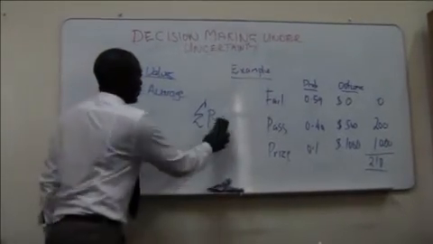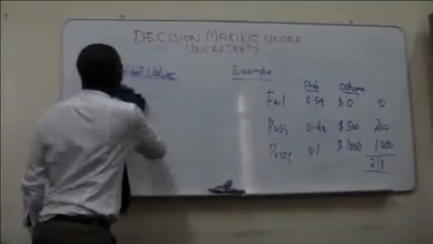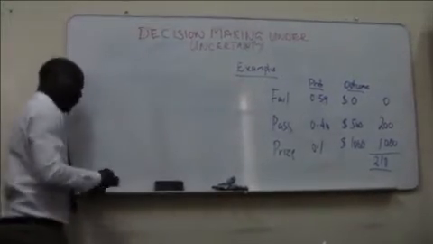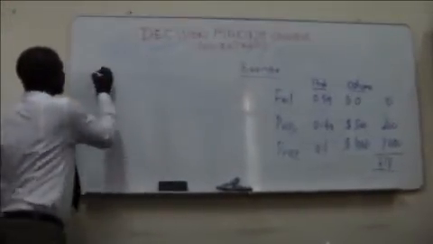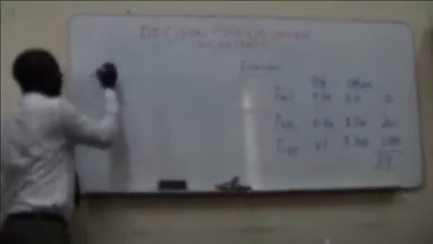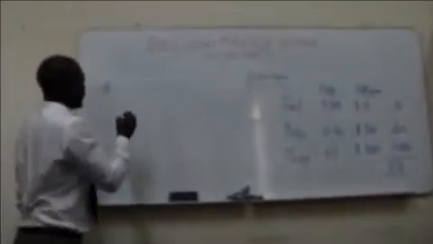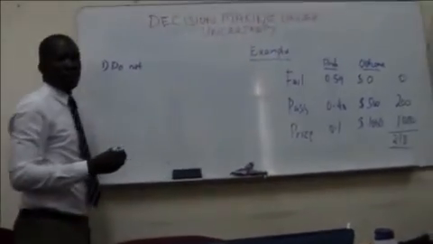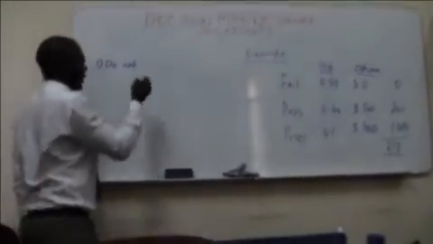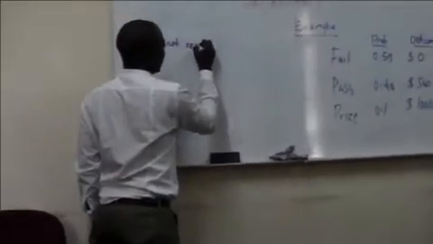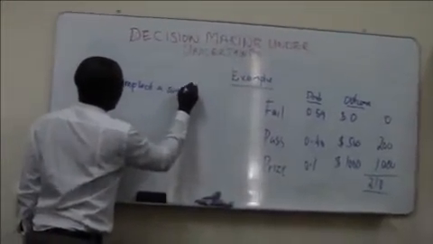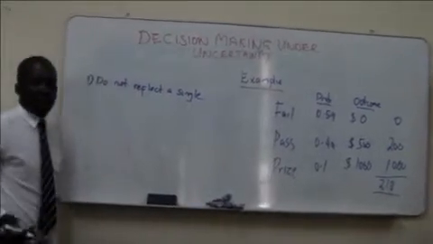Therefore, what am I saying? What are these expected values? What do they do? Number one, firstly, expected values do not reflect a single outcome, as I mentioned.